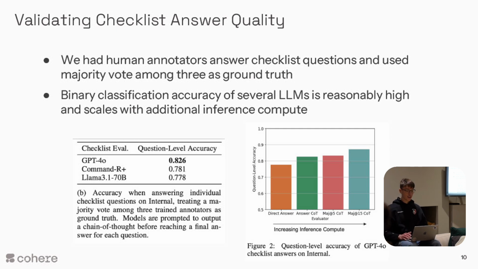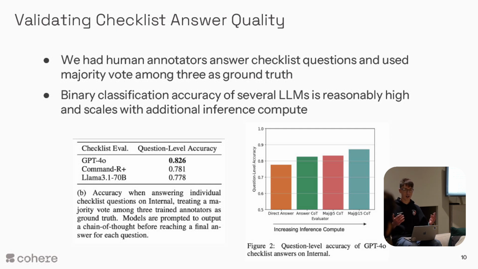And then the next thing we want to validate is the answer quality. So here we also collected a bunch of human answers to the checklist questions for a set of responses that were generated by an LLM. And we took a majority vote among 3 annotators as the ground truth answer. So for a given checklist question, yes or no, as according to a majority of 3 human annotators. And then we just compute the accuracy for this binary classification task of different evaluator LLMs.